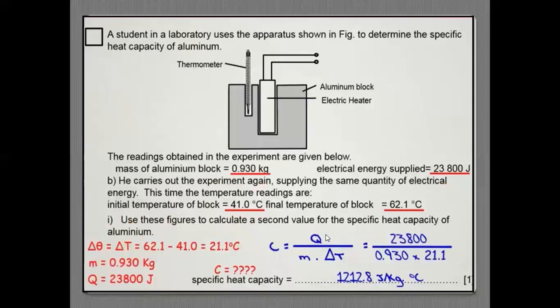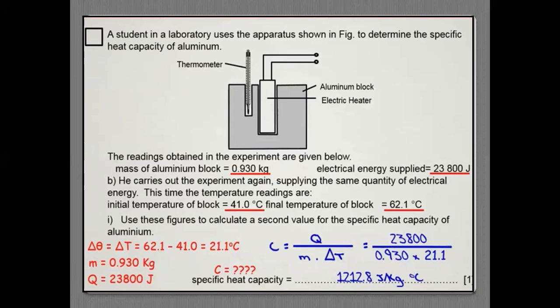The second one, as you see in part B, he carries out the experiment again, supplying the same quantity of electrical energy. This time, the initial or starting temperature is 41.0 Celsius. The final temperature is 62.1 Celsius. Now use these figures to calculate a second value of the specific heat capacity in this case.